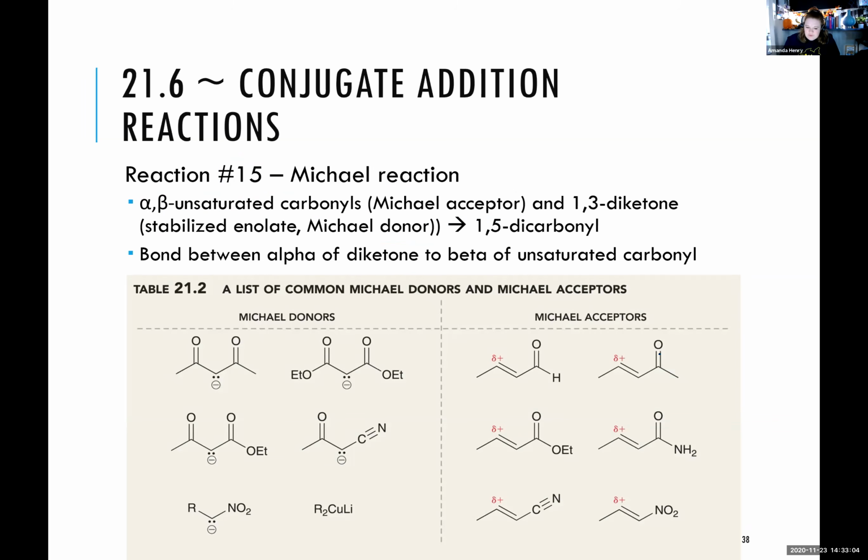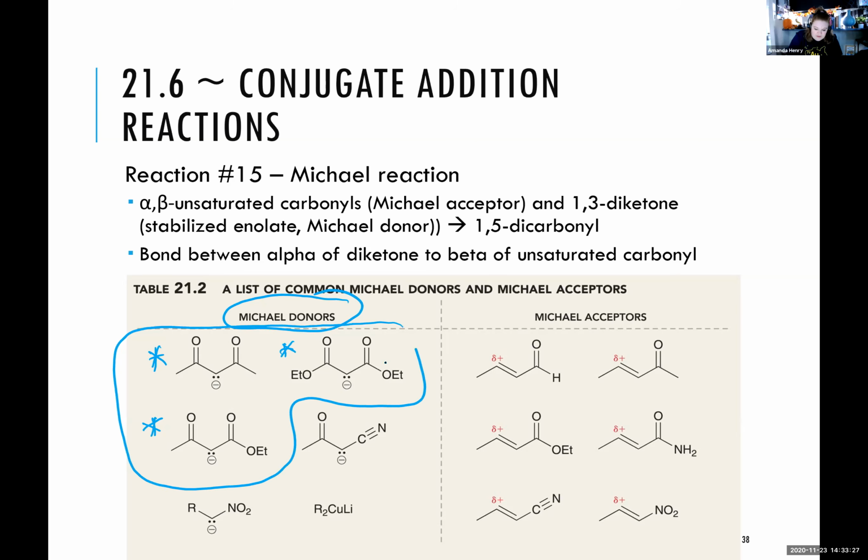I mentioned that there was some wiggle room. So we have a list of Michael donors. We looked at this first one, a 1,3-diketone. It could also be a 1,3-diester or a beta-ketoester. These are the 3 that you should be able to work with. The other ones, the cyano, the nitro, and this last one, which is technically a Gilman reagent, you won't see those 3 on the test. They're just a little bit out there. I want you to focus on what this reaction's doing as opposed to how weird it can get.